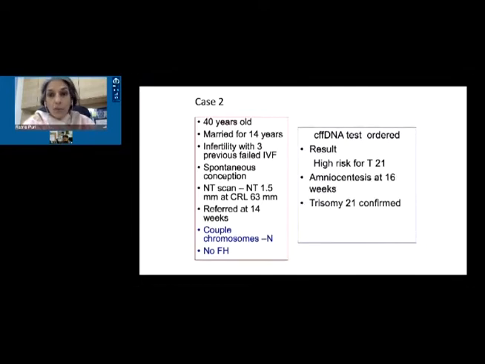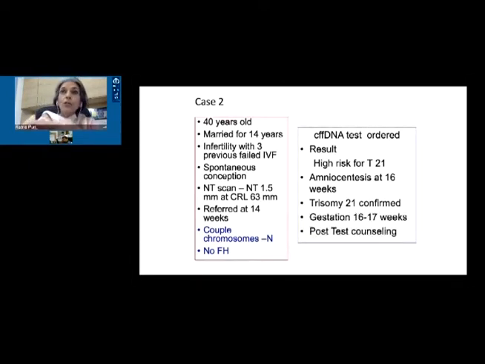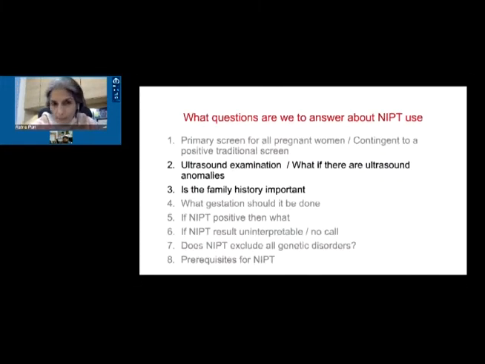Now this couple went ahead for a NIPT test, and that came back as high risk for trisomy 21. It had to be confirmed by amniocentesis at 16 weeks. Trisomy 21 was confirmed, and then we did post-test counseling to talk to the patients as to what they would like to do. We should not take it for granted that everybody would want to discontinue a pregnancy. We come to the next situation.